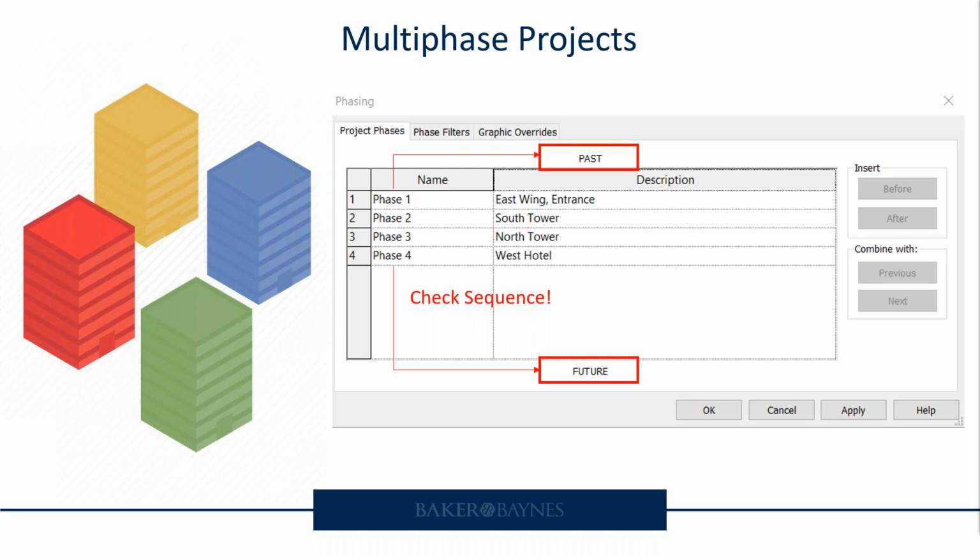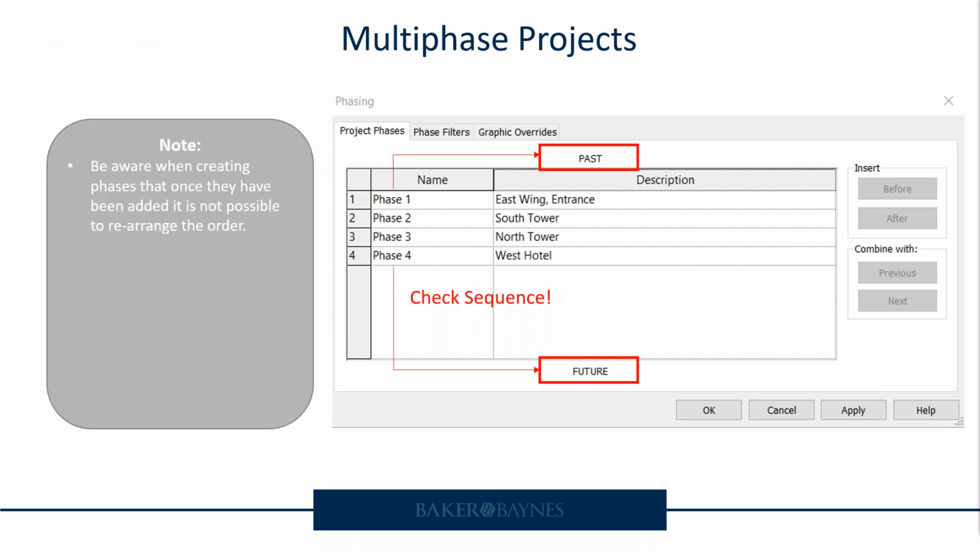So you will typically do this if you've started with phase 1, you will, on the insert tab to the right, say select after. In that way, it will make sure you are adding it in the right sequence. So this is just to take note once again, like I said, you can't rearrange the order.